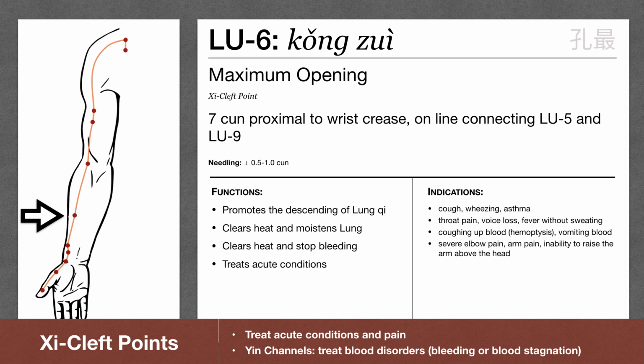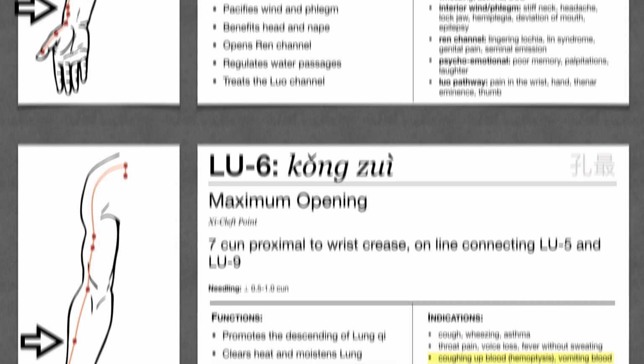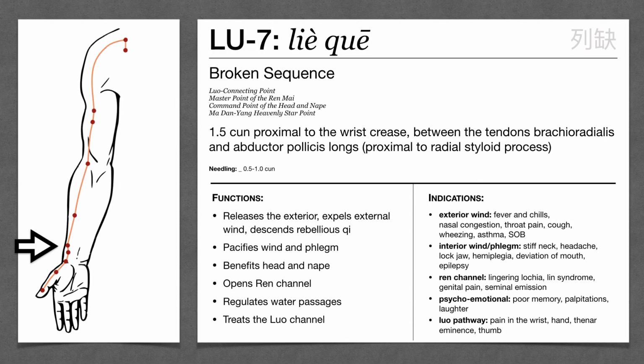Xi-Cleft points treat acute conditions and pain. So we see that here with things like throat pain, loss of voice, and pain along the channel. Xi-Cleft points on yin channels have an additional function of treating blood disorders. So here we see lung 6 clears heat to stop bleeding, treating things like hemoptysis and hematemesis, or vomiting of blood. The name of lung 7 is Lie Que, meaning broken sequence.